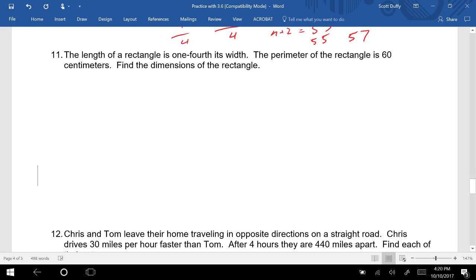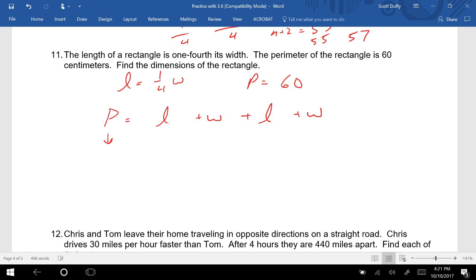The length of a rectangle is 1/4 its width. The perimeter of the rectangle is 60 centimeters. Find the dimensions of the rectangle. So, length is equal to 1/4 of its width, so 1/4 times W. Perimeter equals 60. So, I'm going to say perimeter equals length plus width plus length plus width. Perimeter is 60. Length is 1/4 width. Bring down the width, and then bring down L is 1/4 width. Bring down the width. Good.